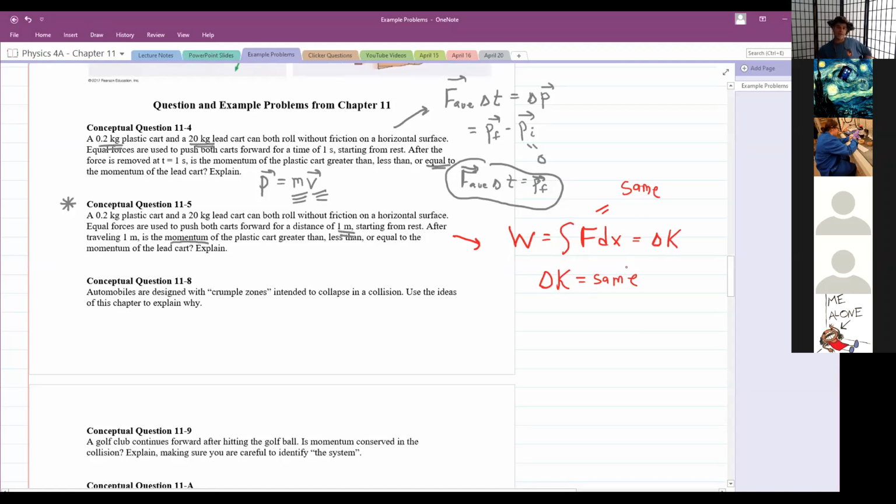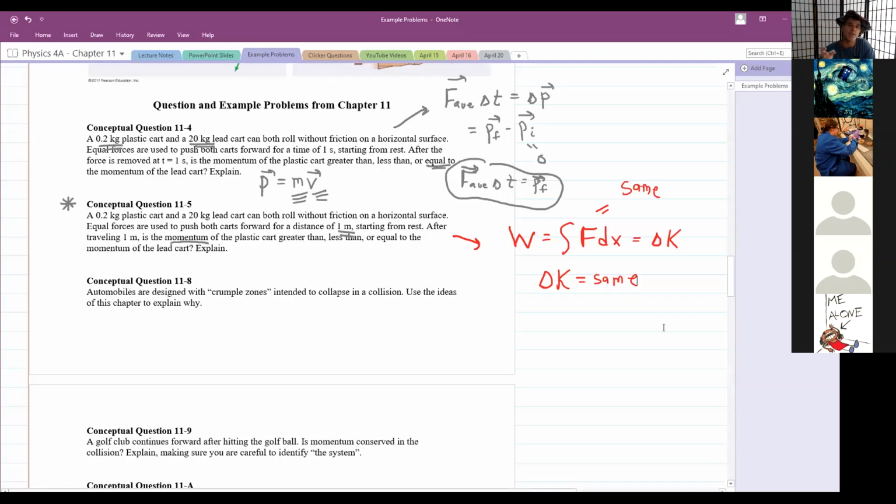So in this case, we're applying the same force over the same distance, not the same time. Remember, work is defined as the integral of F dx. So if I apply the same force over the same distance, I do the same amount of work. And remember, the work on an object equals the change in kinetic energy of the object. So if I apply the same force over the same distance, I do the same amount of work, which means the change in kinetic energy of each will be the same.